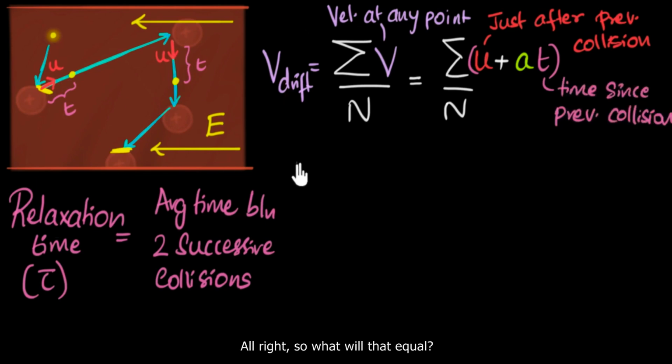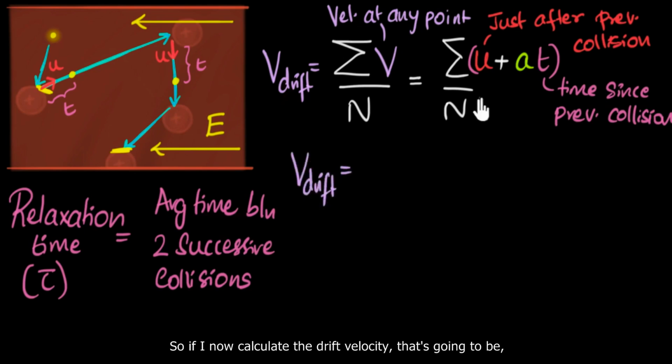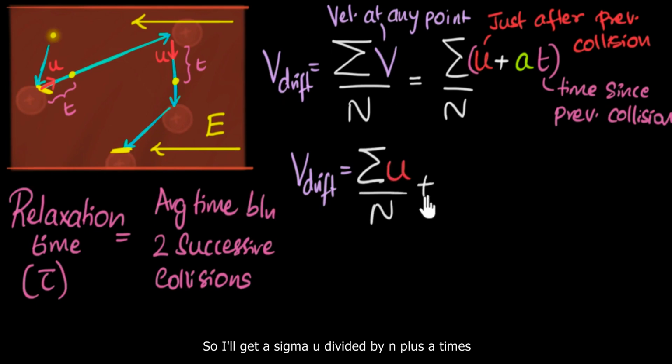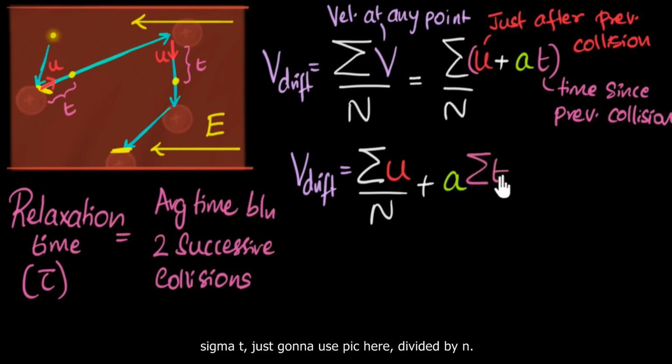All right, so what will that equal? If I now calculate the drift velocity, I can distribute this summation. So I'll get sigma u divided by n, plus a times sigma t divided by n. And let's see if we can simplify it even further. Let's start with this one.